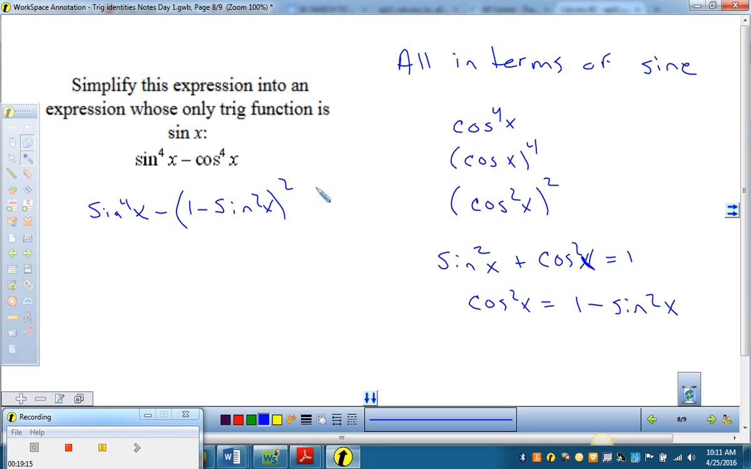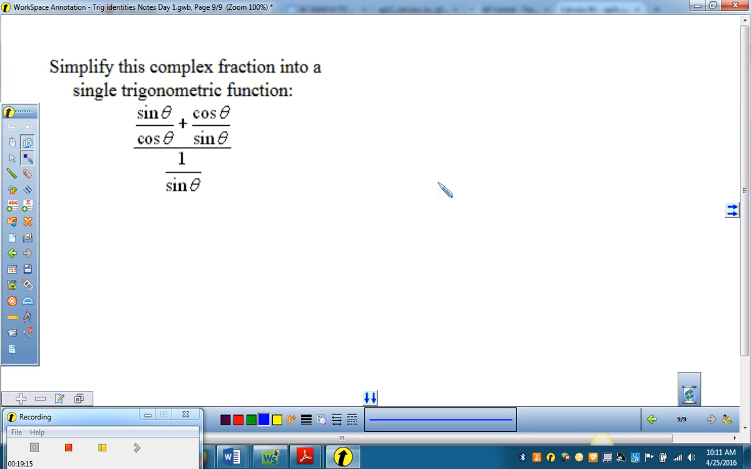Now, there are multiple ways to get to the endpoint with trig identities. The person next to you may do it a completely different way and it's still correct. Some ways are shorter than others, but there are multiple correct answers. All right. Our last one.